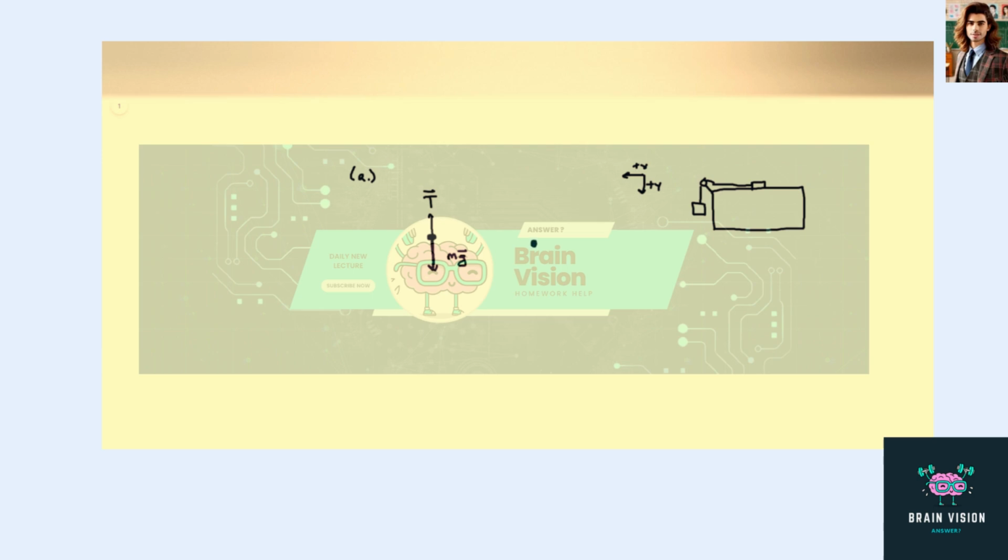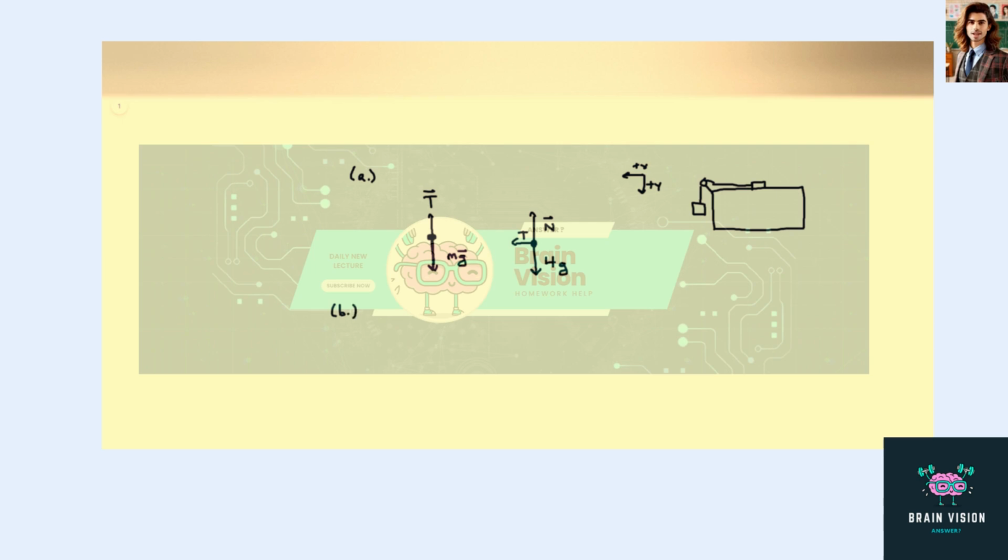Now, as far as the block on the table goes, we have a normal force up, a force down equal to 4g because the mass of the block on the table is 4 kilograms, and we have the tension to the left.